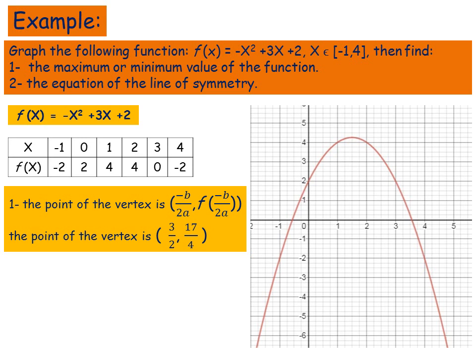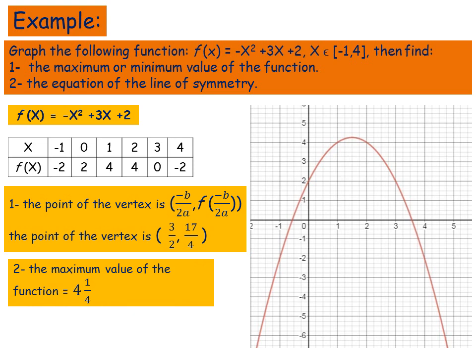The curve after 1 is still going higher till we reach the midpoint between 1 and 2. So the x coordinate for the vertex point is 1.5, and from this x coordinate, which is 1.5, I will put every x in the function rule and substitute every x with 1.5 to find its image, or to find f(x). So the point of the vertex will be 1.5 and 17/4, which is 4.25. And the maximum value of the function will be 4.25, which is the y coordinate of the vertex point.